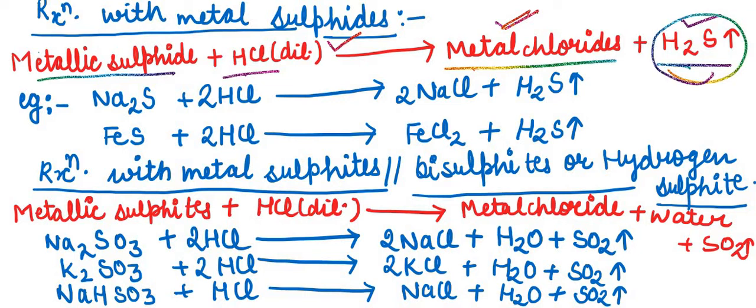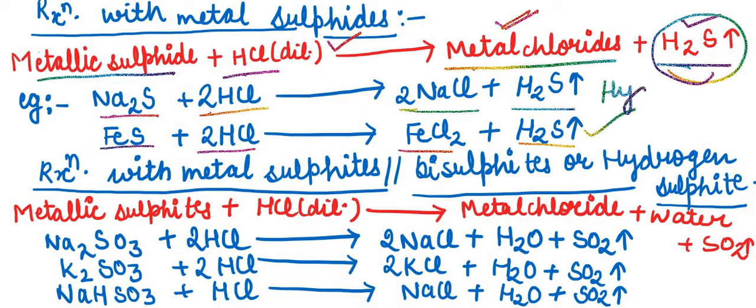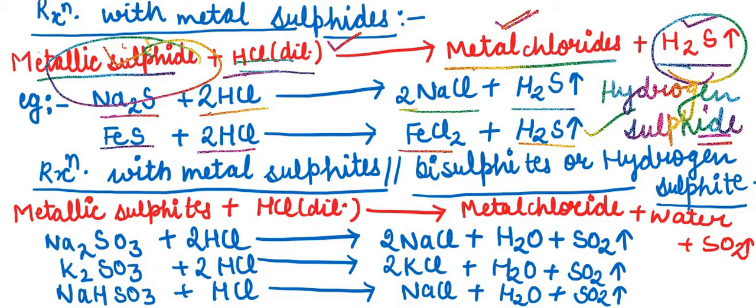The examples are: if we have sodium sulfide, then its reaction with HCl forms NaCl, sodium chloride, with the release of H2S gas. Similarly, when FeS reacts with 2 HCl molecules, FeCl2 and H2S gas are released. This hydrogen sulfide gas is released when metallic sulfides react with dilute HCl.